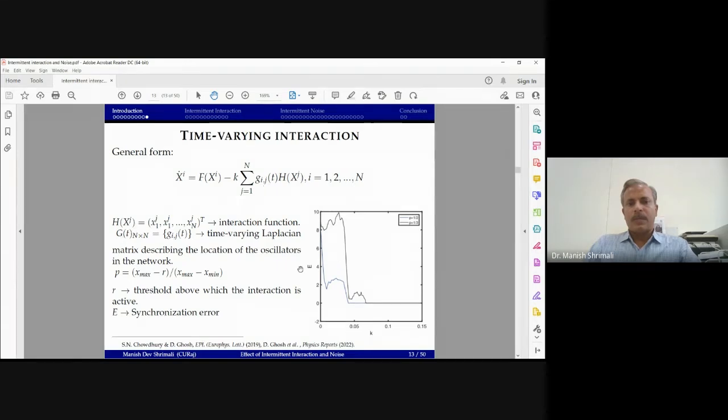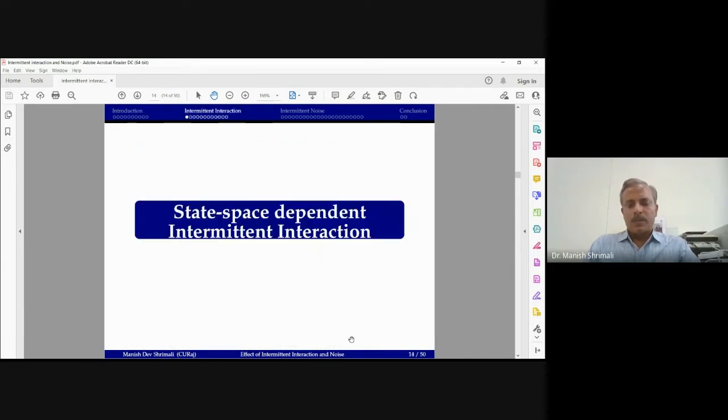And if you look at such systems, you can observe synchronization with the change of the coupling strength. This was done by Devakar and other people, and they recently published a Physics Reports paper in 2022 on time varying interactions. So this is all about the initial work on time varying interaction.